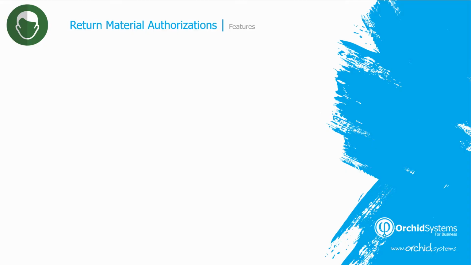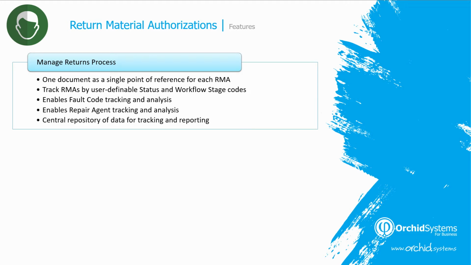Some of the features of return material authorizations are that it allows you to manage the returns process. You have one document as a single point of reference for each RMA. You can track the RMA by user-definable status and workflow stage codes, and it enables fault code and repair agent tracking. It provides a central repository of data for all tracking and reporting on RMAs.